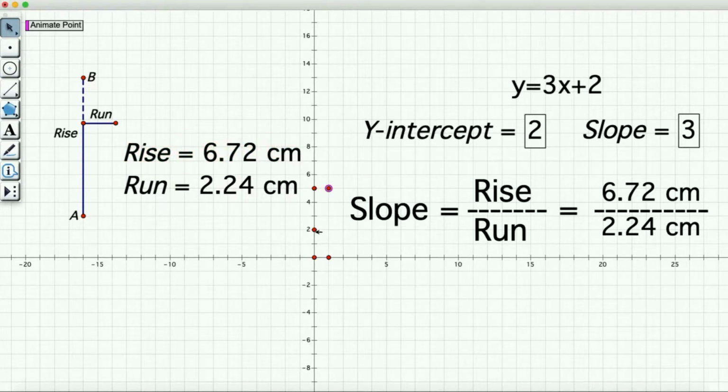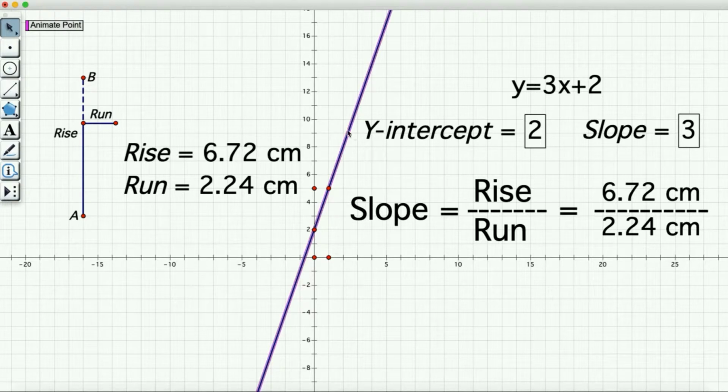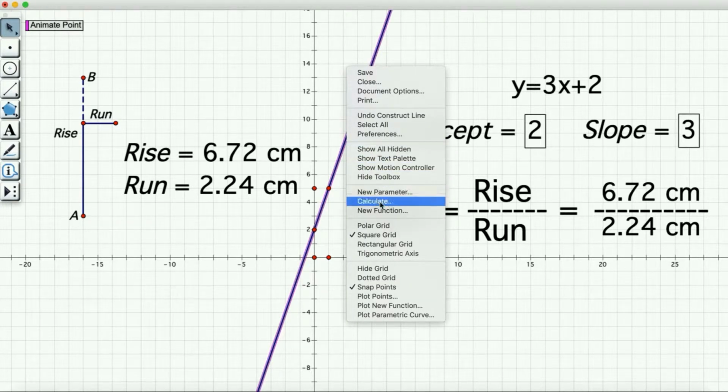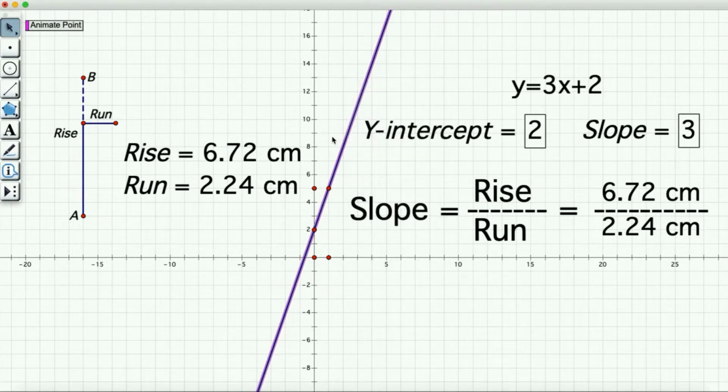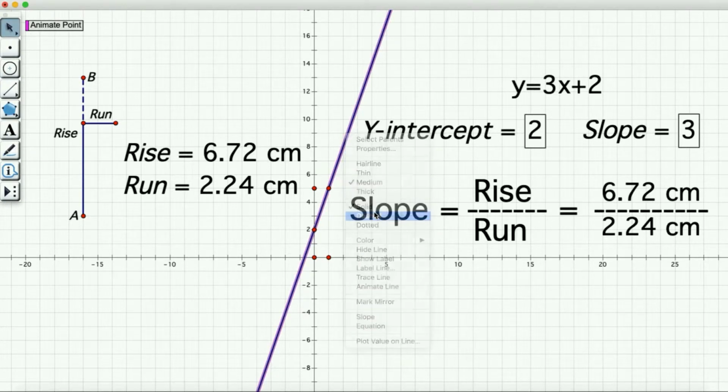And now that I have my beginning point and my second point, I can now construct a line through here. Now, I'm going to set this line to have some particular preferences because we're going to look at some other stuff as we go through here. So I'm going to set this to be a dashed line. Now, according to theory, this is my line y equals 3x plus 2.